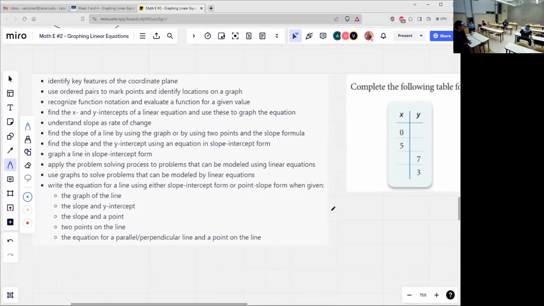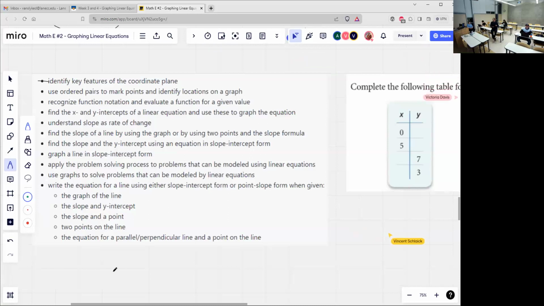So here's our topics for this week. Some of them we've done before, some of them are new. Identify key features of the coordinate plane. That one we did on Tuesday. We talked about the game Battleship, where you go over and then go up and see where you are on the coordinate plane. We talked about how coordinate planes are kind of like number lines with just a rabbit walking on them, but you have two directions instead of one.